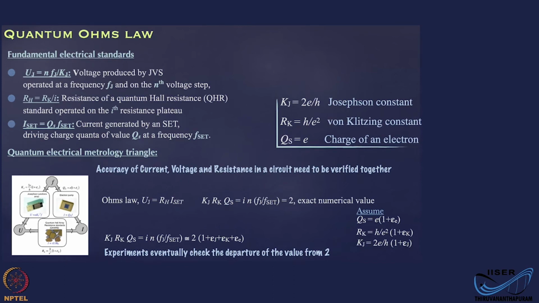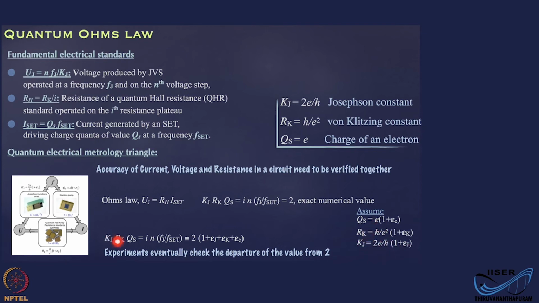And that is done under the assumption that there are errors in all three constants. Okay, QS is the electrical charge that is supposed to be a constant, but the assumption here is it has some extra error, epsilon E. Similarly, for RK there is an error epsilon K, and for KJ there is an error epsilon J.